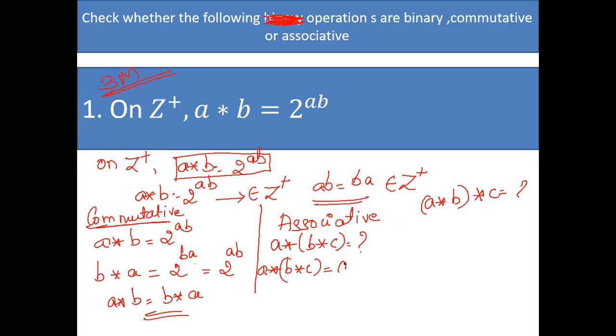First keep A star as it is. First solve the things inside the bracket. So B star C, according to this, should be 2 to the power BC. Correct? 2 to the power BC. Next, now apply this binary operation on A and 2 to the power BC.